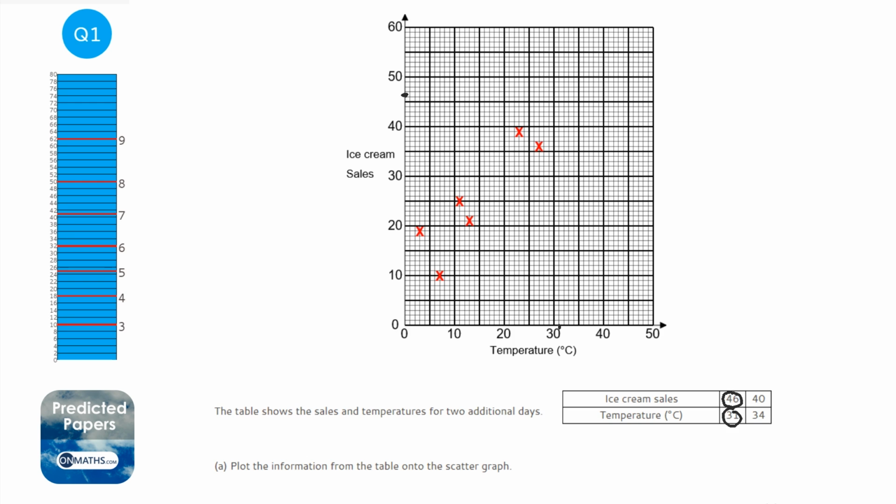So we're looking about here. Okay, next one, ice cream sales 40, which is here on the scale, and temperature 34, which is here. So we've just got to be careful, and it's about there. So those are the two plots that we want to take.